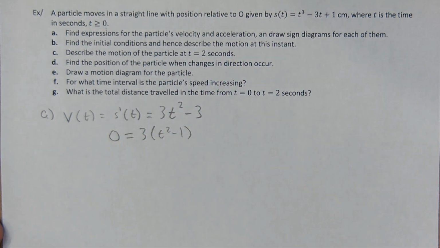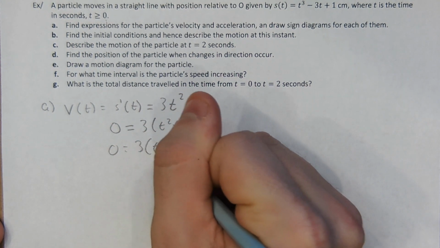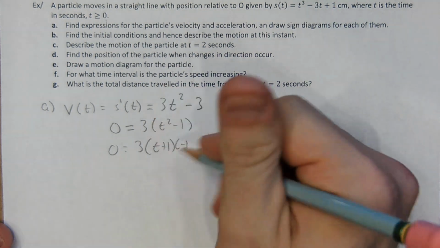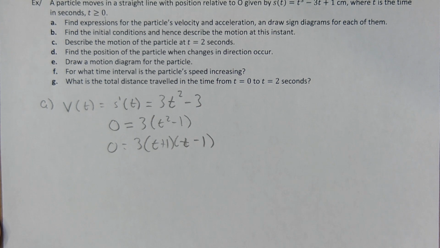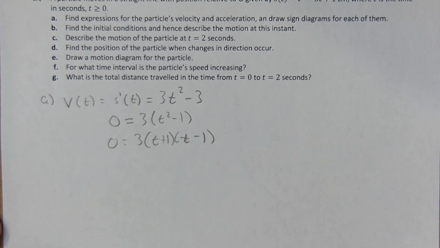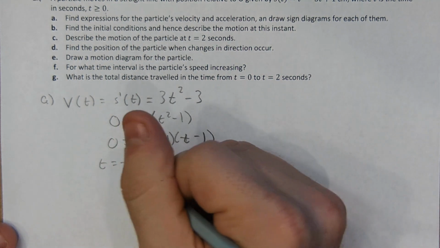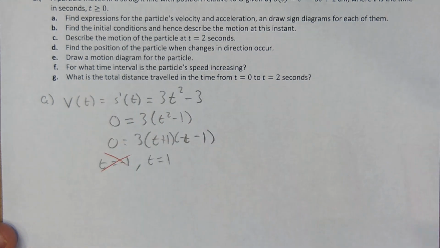Gives me t squared minus 1, which is the difference of two squares. So t plus 1 times t minus 1. Oops, I forgot the 3. Well, we'll just call that a t minus 1. There. So the velocity has two critical values. One at time equals -1, which makes absolutely no sense, and the other one at time equals +1. So again, we don't have time machines, so negative time makes no sense.